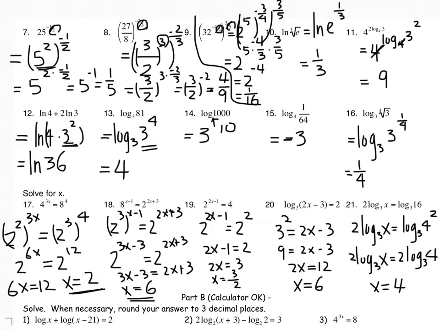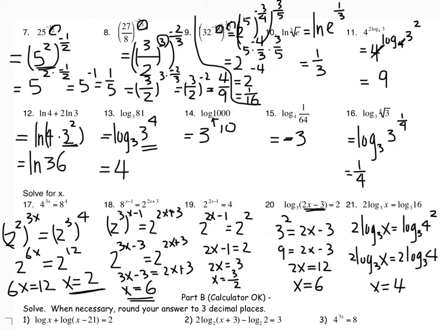Number 20, so this is rewriting from logarithm form into exponential form. 3 raised to the second power equals the argument, which is 2x minus 3. So that's the basic definition of logarithm form. 3 raised to the second power equals 2x minus 3. So my x equals 6.